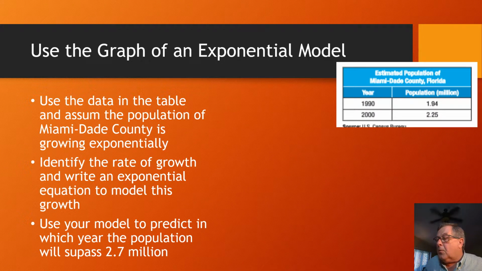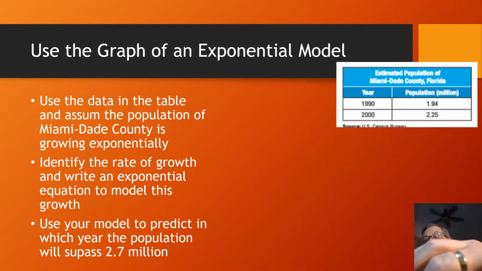Well, this is an interesting little problem where we are going to need to use, in this case, an exponential growth equation to build an exponential model and then be able to graph that to make a prediction. So it says use the data in the table, and assume the population of Miami-Dade County is growing exponentially. And it doesn't tell us whether it's continuously or annually or what. But let's first focus on what data we've been given.